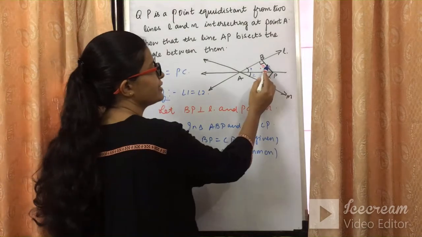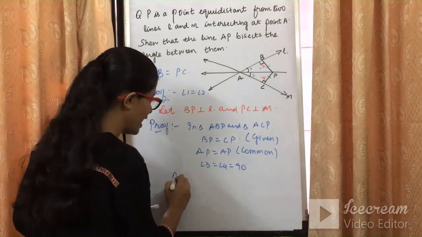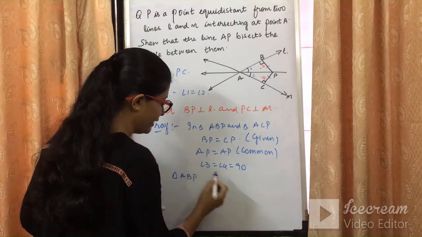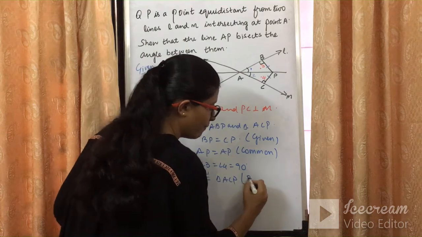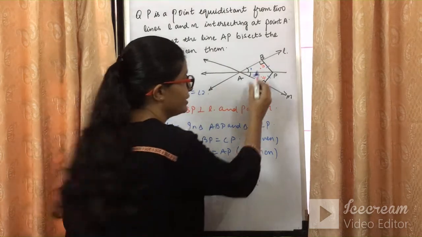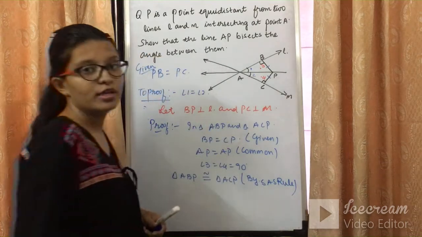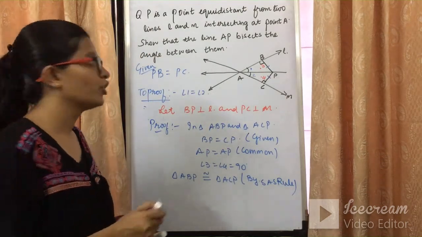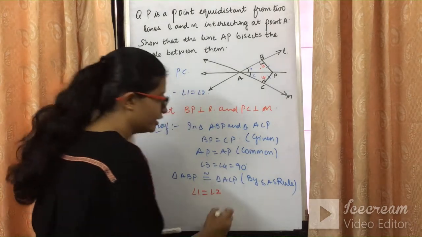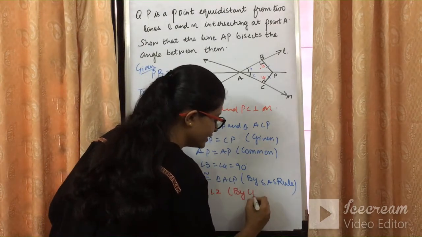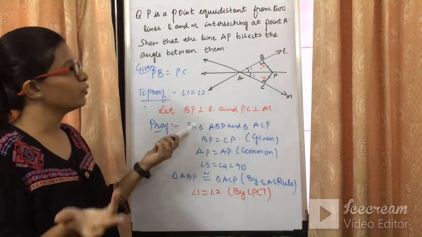So we can say that side angle side is a property by which we can say these two triangles are congruent. So triangle ABP is congruent to triangle ACP by side angle side rule, that is SAS rule. SAS rule से यदि दोनों congruent हो जाते हैं, so easily we can say angle 1 is equal to angle 2 by CPCT. So by CPCT they are equal and hence the proof is done.